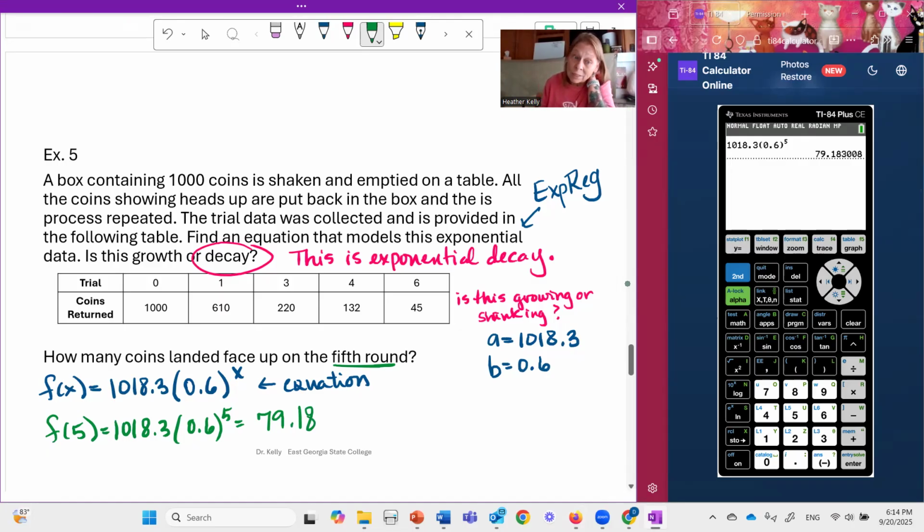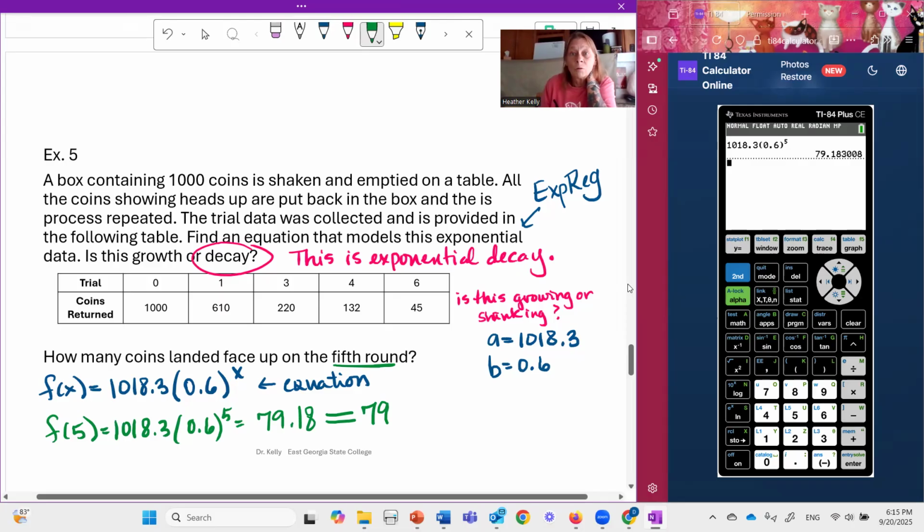Don't give me an answer of 79.18 coins, because we don't deal in 0.18 coins, right? So we would then say that that's going to have to be 79 coins for sure. We can't say it was 80 coins because it was 79.18. So your best bet here is to go, it's called a floor function, where you go to just the numbers outside of the decimal point.